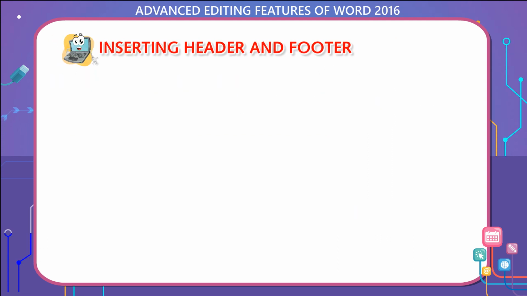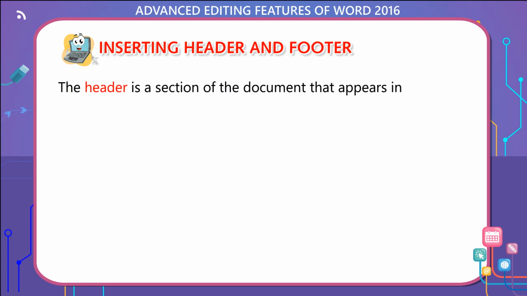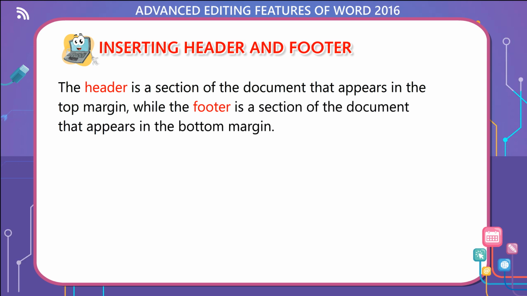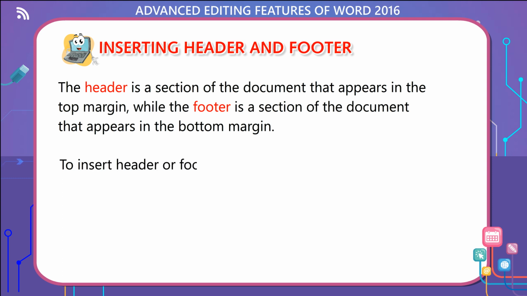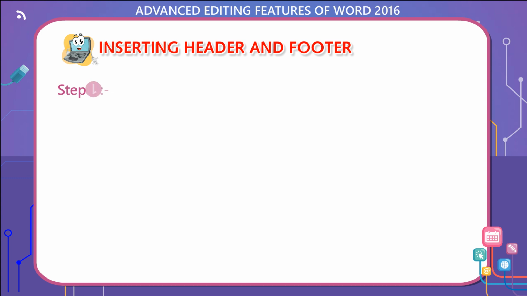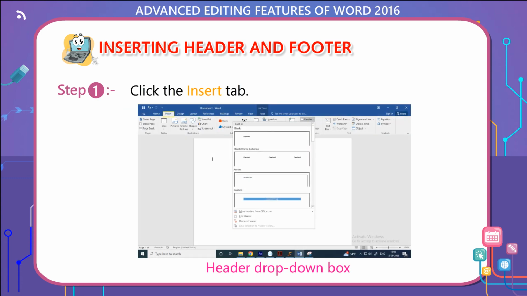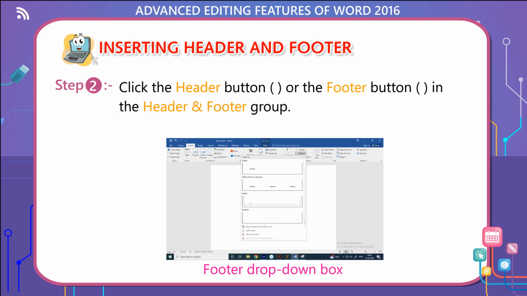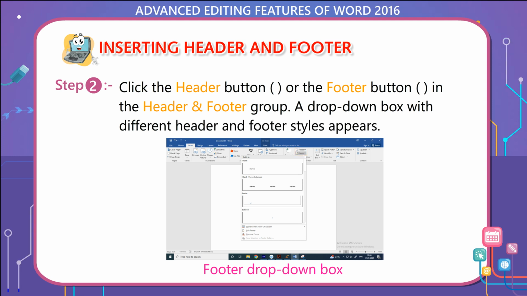Inserting header and footer. The header is a section of the document that appears in the top margin, while the footer is a section of the document that appears in the bottom margin. To insert a header or footer in a document, follow these steps. Step 1. Click the Insert tab. Step 2. Click the Header button or the Footer button in the Header and Footer group. A drop-down box with different header and footer styles appears.